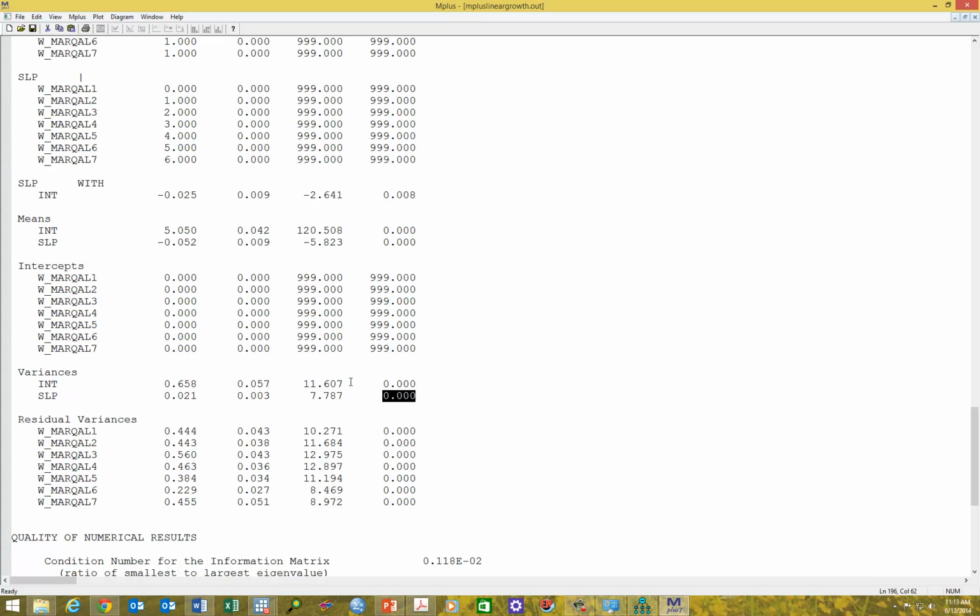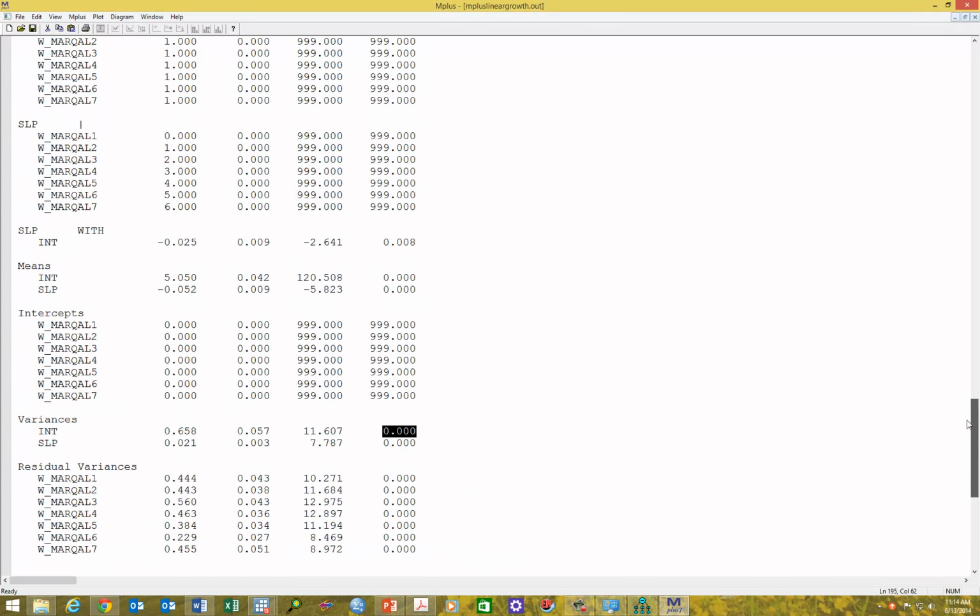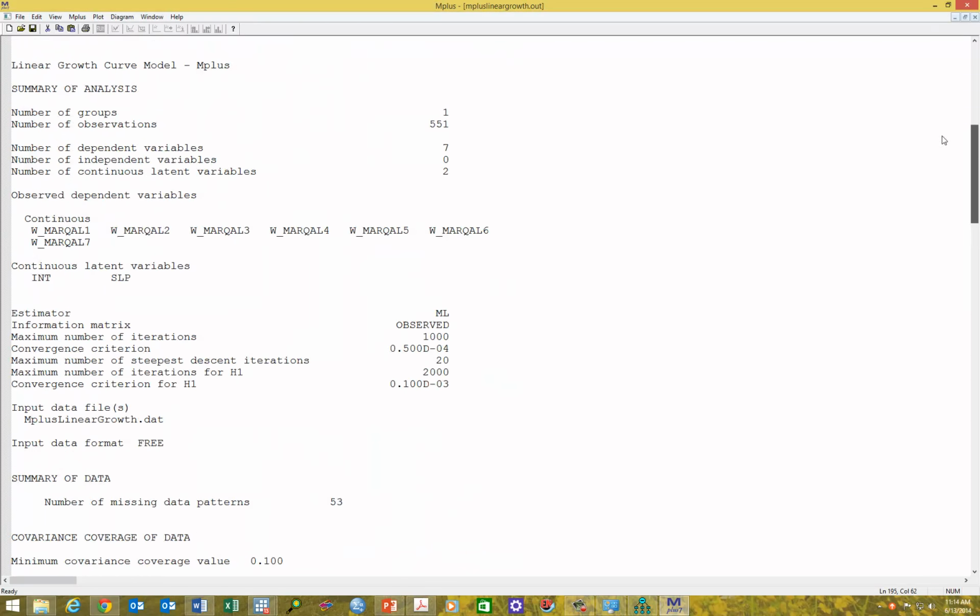We can also see that the variance of the intercept is significant, meaning we can also predict the degree to which, sorry for the phone call there, the degree to which people differ in their starting values. And that's pretty much it for M+ and latent growth curve modeling in terms of the estimation.